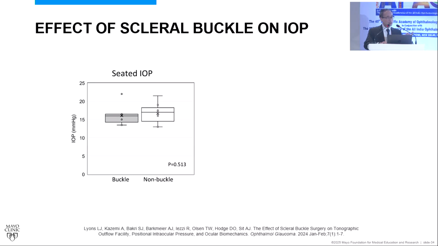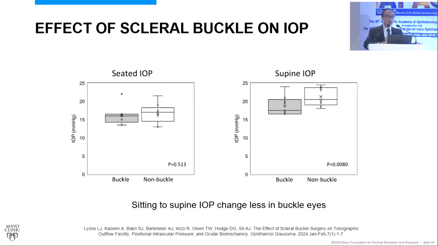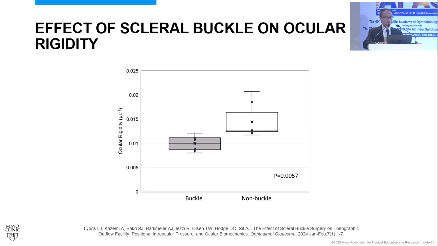first of all, the seated IOP in these patients was no different between the normal eye and the scleral buckle eye. But when you measure the pressure in the supine position, the pressure increase in the eye that had the buckle was less than the pressure increase in the eye that did not have the buckle. So the pressure variation was smaller in an eye that has a scleral buckle. Similarly, we find that ocular rigidity is lower in an eye that has a scleral buckle than an eye that didn't have a scleral buckle. So the scleral buckle actually makes an eye more compliant.